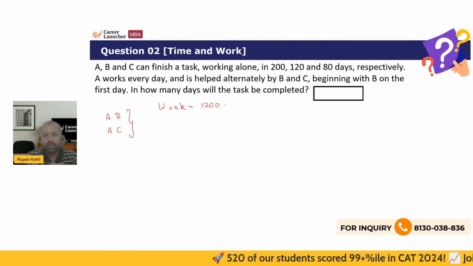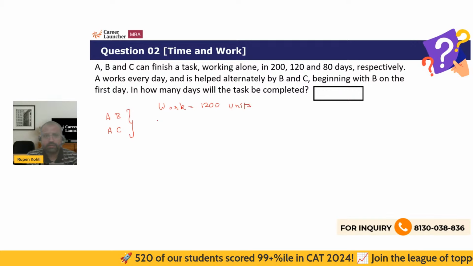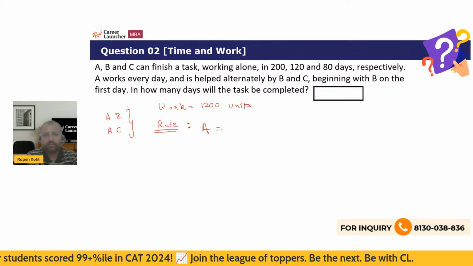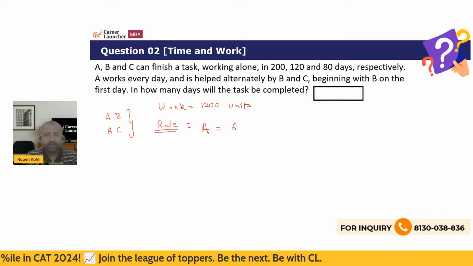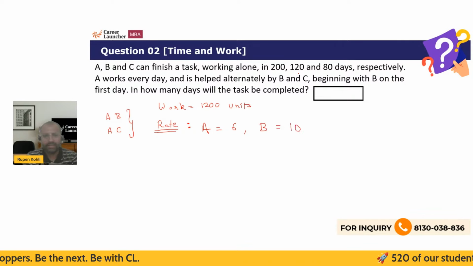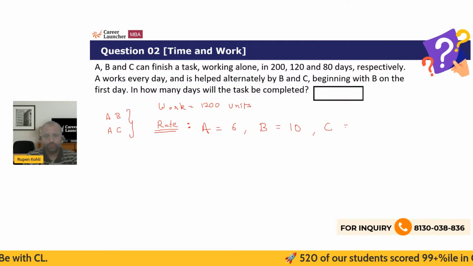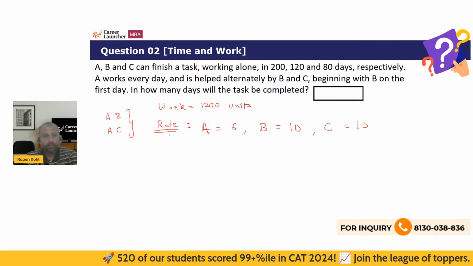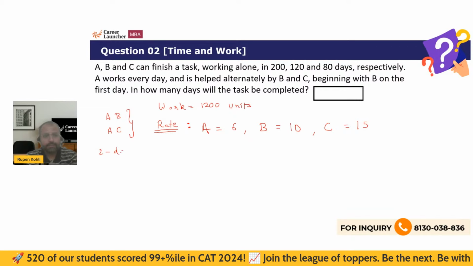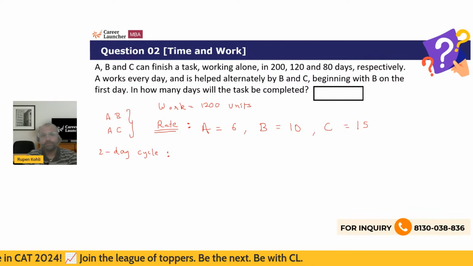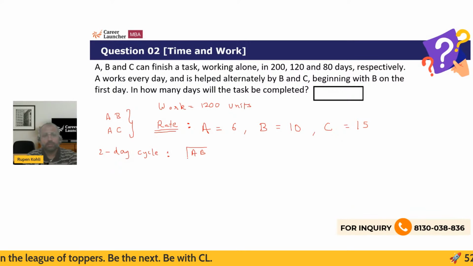Therefore, you can quantify the work rates, the rate of each of the three persons. A is 6, 1200 by 200. Rate of B is 10, 1200 by 120. Rate of C is 15, 1200 by 80. There goes your rate. So in a 2 day cycle, what is the work done? First, A and B work, they will complete 6 plus 10, 16 units.